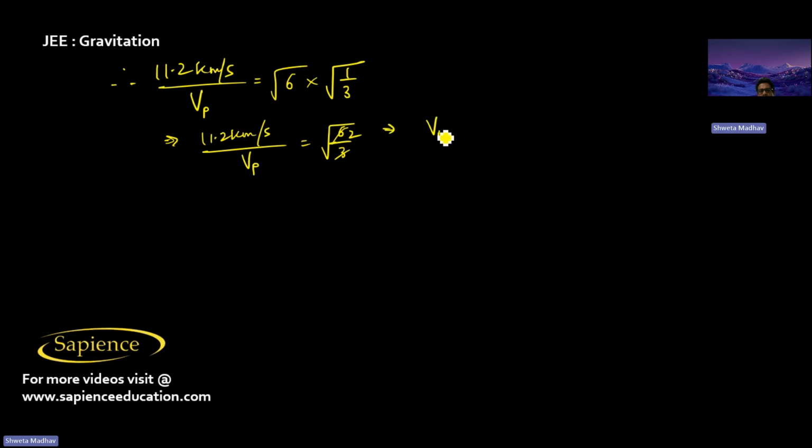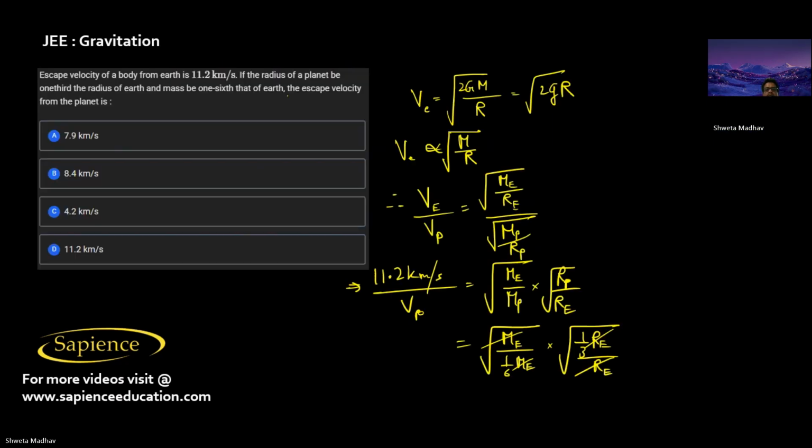So the escape velocity in that planet is 11.2 km per second divided by root 2, which is 1.414. It is 11.2 divided by 1.414, that is approximately 7.92 km per second. So option A is the correct answer.